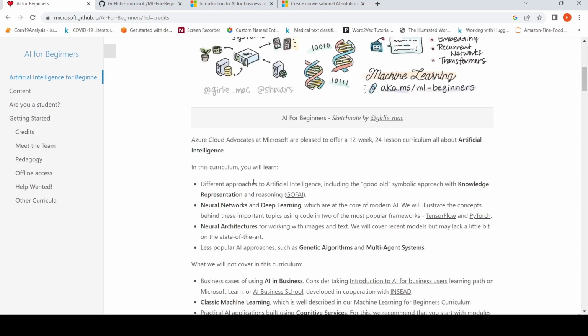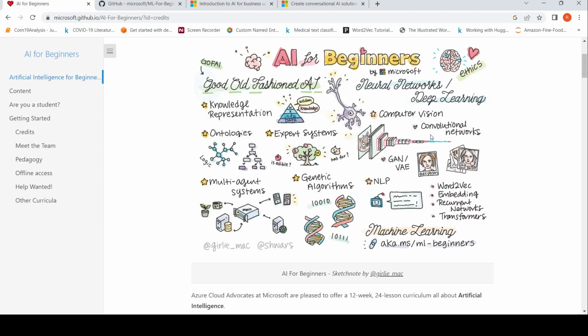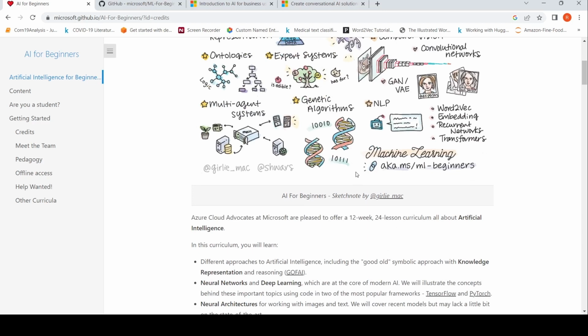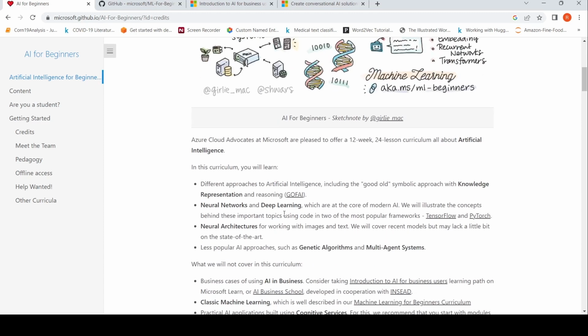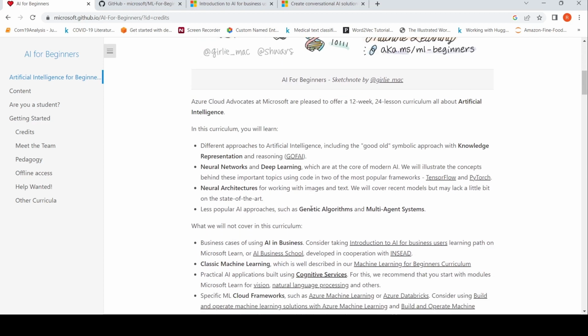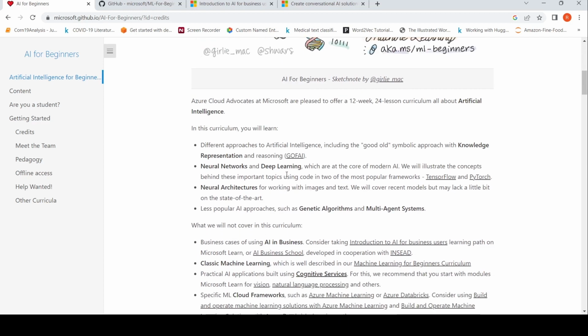In this curriculum, you will learn about different approaches to AI, including the traditional, good old symbolic approach with knowledge representation and reasoning. You also have neural networks and deep learning, and neural architectures. Neural networks and deep learning concepts are illustrated using code in two of the most popular frameworks, TensorFlow and PyTorch. You also have less popular approaches like genetic algorithms and multi-agent systems, and neural architectures for working with images and text. They will cover recent models, but may lack a bit on the state of the art.